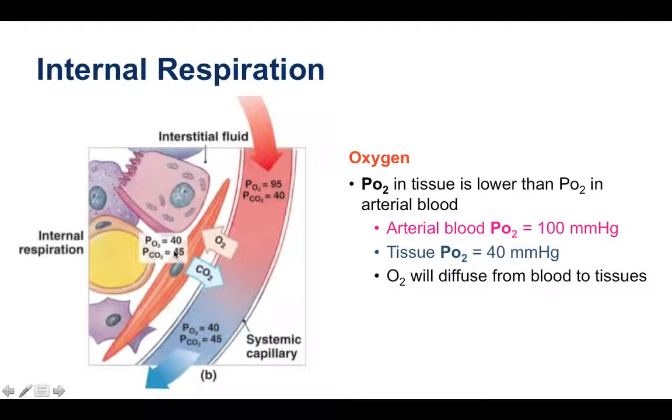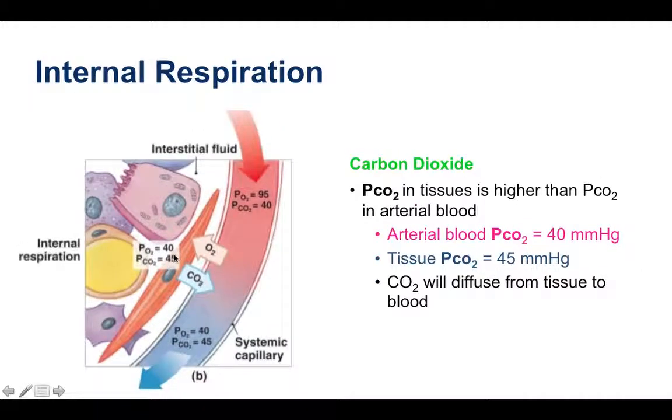On the other hand, the partial pressure gradient for carbon dioxide is also going to be flip-flopped. Carbon dioxide in the tissue cells is going to be about 45. Carbon dioxide in the blood, the partial pressure is going to be about 40. So here carbon dioxide is going to go from the tissue cells down its gradient into that capillary to be returned to the lungs.